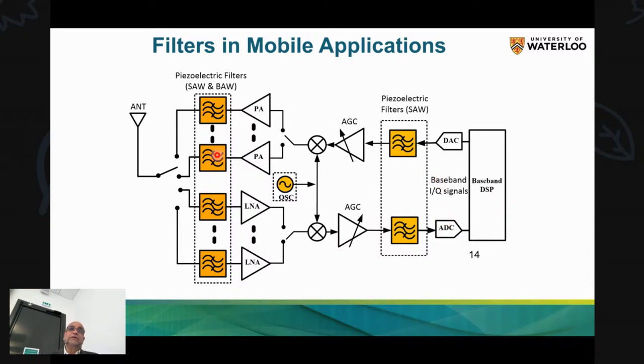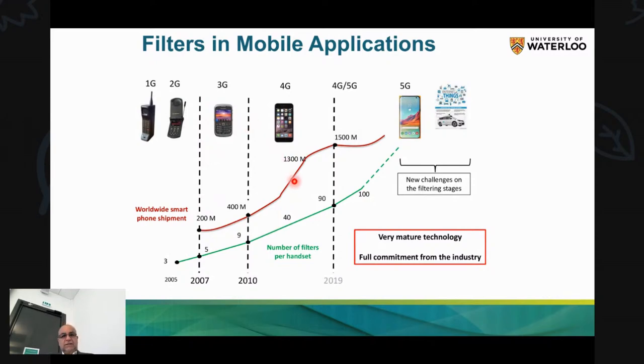Now, for cell phones, the number of filters keep increasing as well. It keeps increasing significantly. So you can see here, in 2010, people were talking about 9 filters, 10 filters, okay? Now, for 4G, people started to talk about 40 filters or so. For 5G, people are talking about 90 or 70 filters and keep increasing, okay?